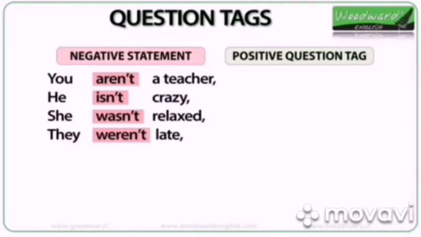Now we're going to look at positive question tags. If we have a negative statement, the question tag is positive. We will start with the verb to be. Here are 4 negative statements. Can you tell us what the positive question tag would be for each one? Remember, if the verb to be in the statement is in the simple present tense, then the question tag also needs to be in the present tense. If the verb to be in the statement is in the simple past tense, then the question tag also needs to be in the past tense.